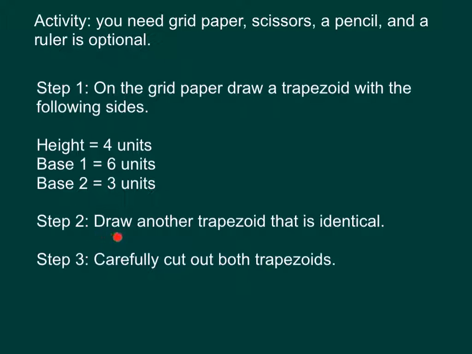Then, still on the grid paper, draw another trapezoid that is exactly identical. Then carefully cut out both trapezoids. Go ahead and pause the video and do your activity on your grid paper. Then when you're ready, push play.